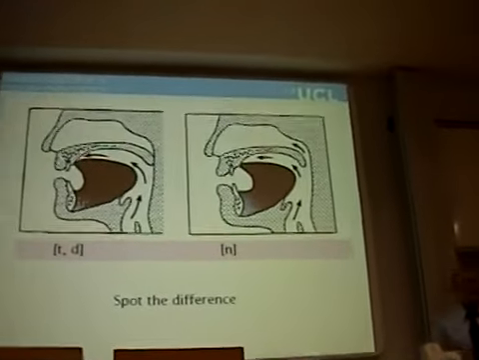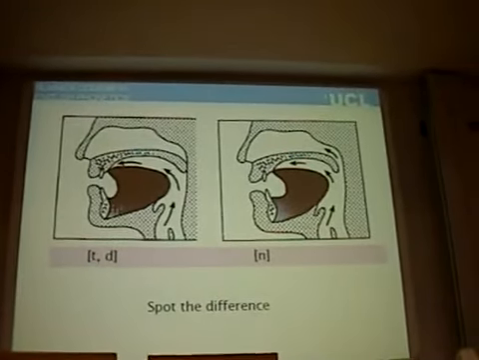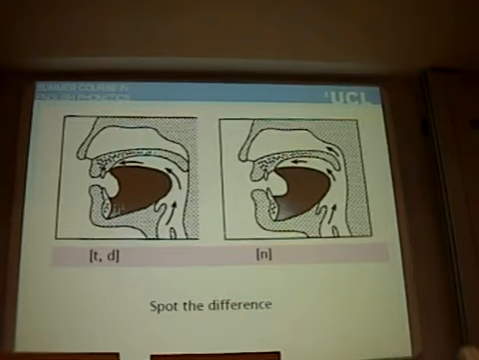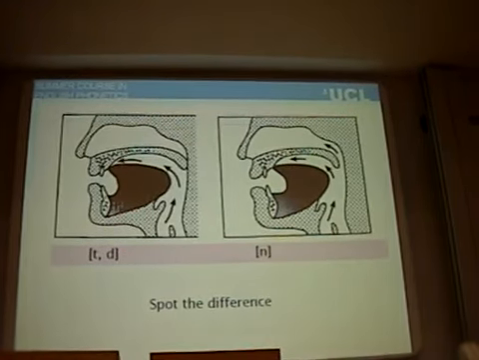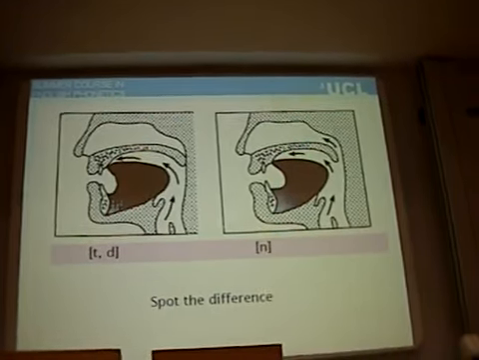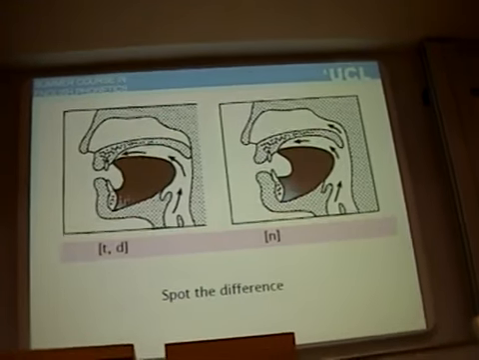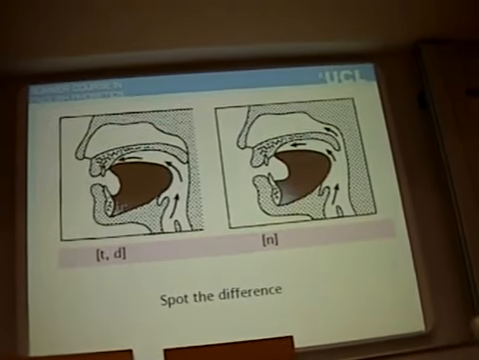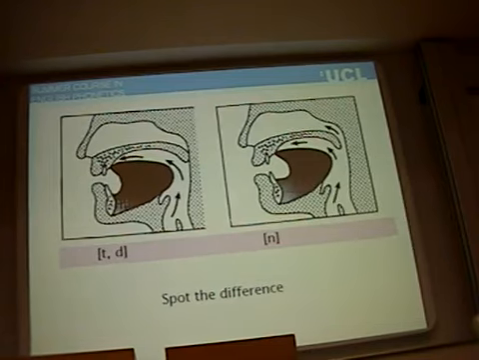Going back to complete closure, complete stricture, what's the difference between a T or D sound and an N sound? Well, you see the difference in the picture, like one of those puzzles where you compare two pictures that look nearly the same.